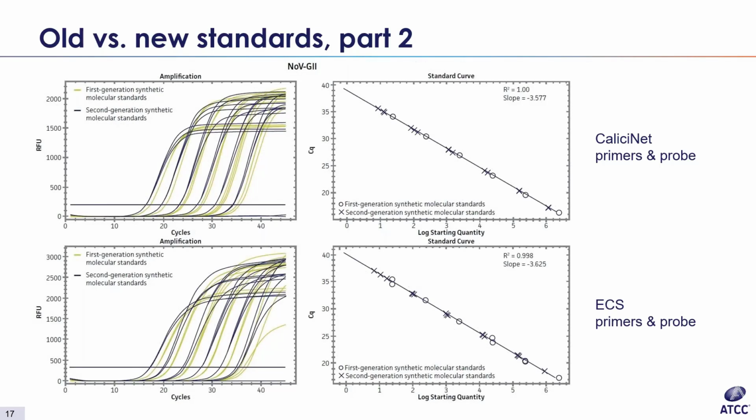Genotype 2 was also tested in this way, again shown with the CaliciNet assay in the upper panels and the ECS in the lower panels. And the new construct shows a slight leftward shift in the amplification curve for both, indicating that it's a bit more efficient than the old construct for both assays.